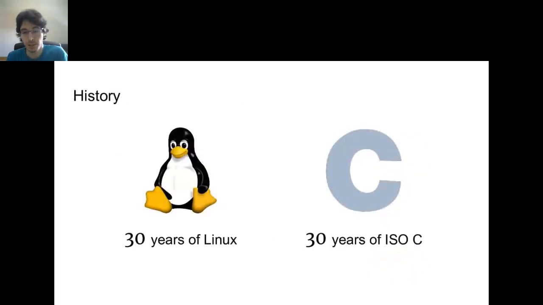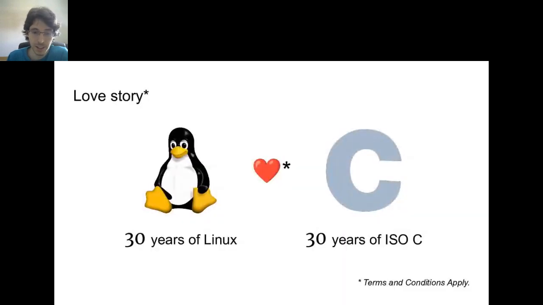So the history of Linux and C. Basically, both Linux and C, as standardized in ISO, are 30 years old and have been hand in hand during all these years and have been developed from time to time in parallel. Although there are of course ups and downs in that relationship. We will see a bit of those.